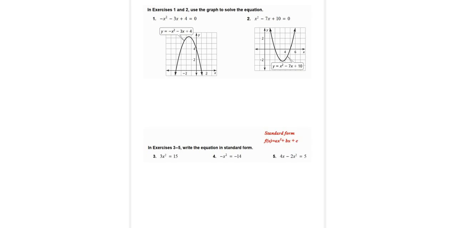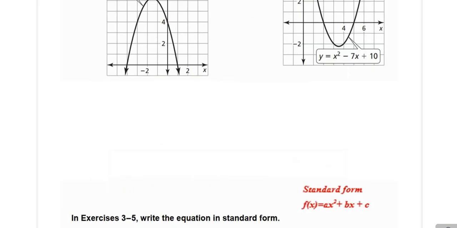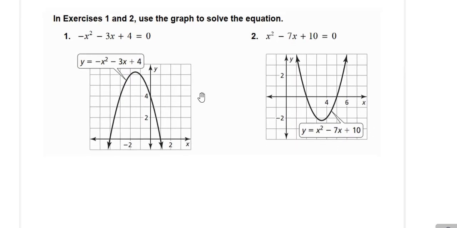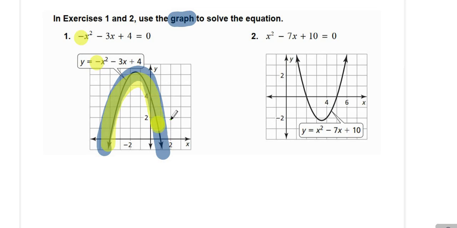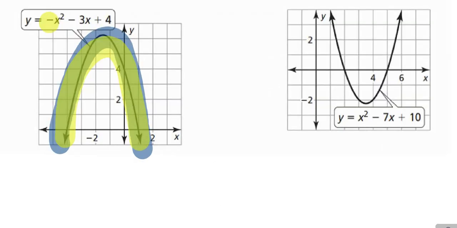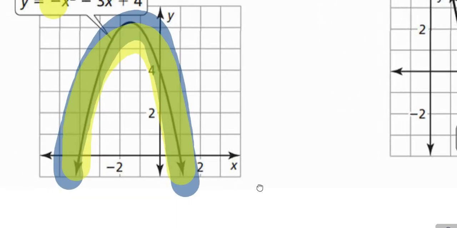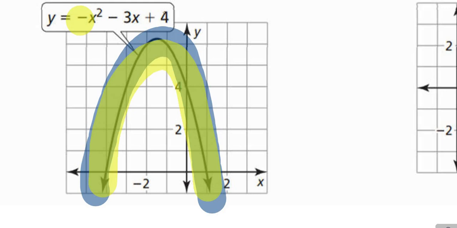Now we're going to work through a few problems on the worksheet that you sent. It says use the graph to solve the problem, and what it's basically asking for is where does this parabola cross the x-axis? That's called the zeros. First, I want you to notice a couple of things in this particular equation. The a is negative. That explains why this faces downward. Also of note, the 4 is the c. That's the y-intercept, which it is.